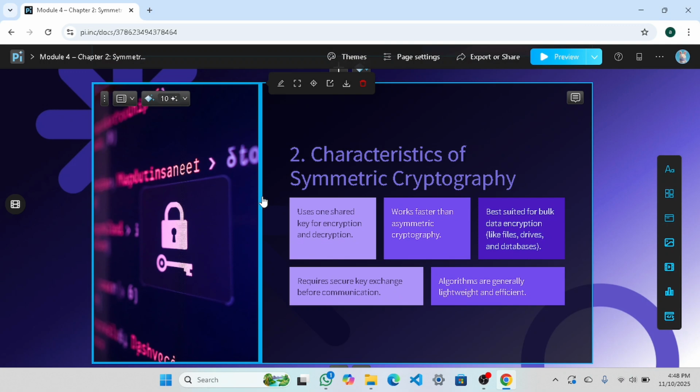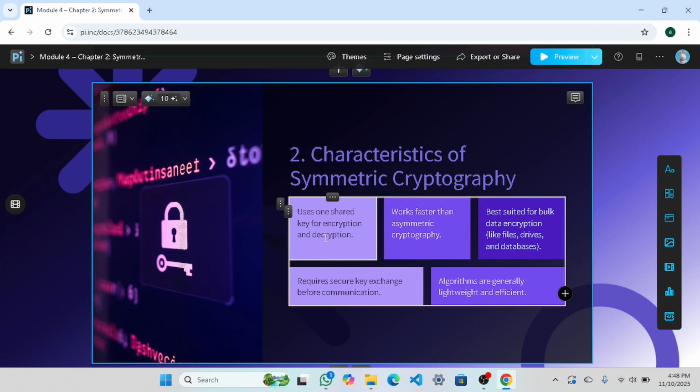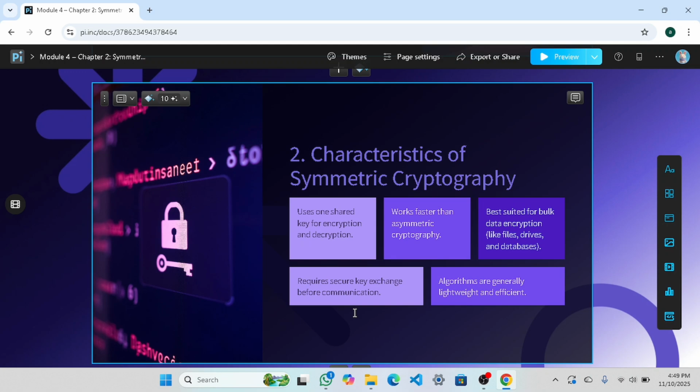Next, let's see some characteristics of symmetric cryptography. Uses one shared key for encryption and decryption. Works faster than asymmetric cryptography. It is best suited for bulk data encryption like files, drives, and databases. Requires secure key exchange before communication. Algorithms are generally lightweight and efficient. So these were some main characteristics of symmetric cryptography.